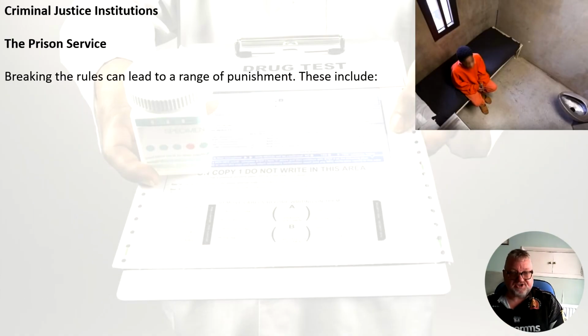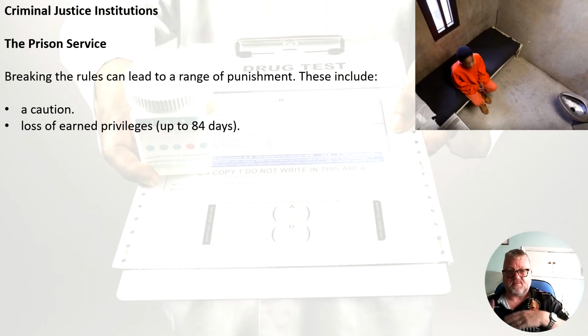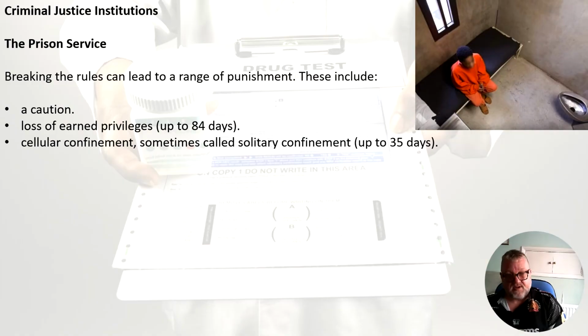These sanctions you need to know, and there's a range of them. They could get a caution, so if they do it again, it'll be a more severe punishment. They can lose their earned privileges for up to 84 days. Also, if they're on IEP, they can be moved from standard to basic or enhanced to standard, etc. They could be confined to their cell, sometimes called solitary confinement. In this country, the maximum you can confine someone in solitary confinement is 35 days, so 5 weeks.